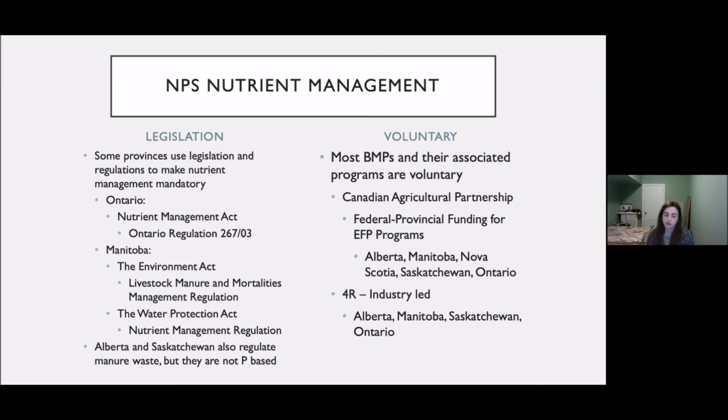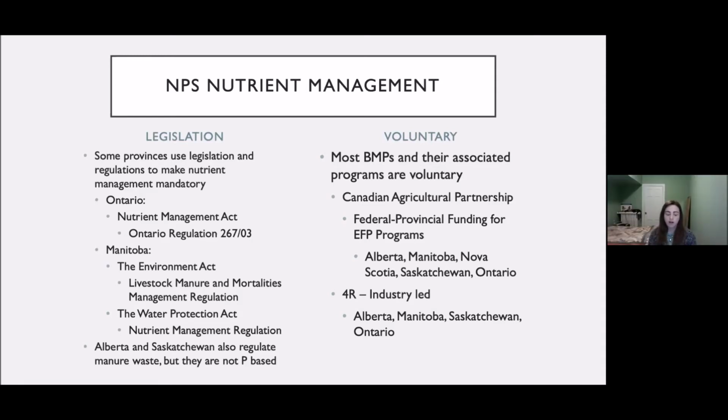So that's an industry-led fertilizer application management program for farmers. The idea is that fertilizer is applied using the 4 R's, so right time, right rate, right source, right place. If fertilizer is applied in this manner, the idea is it should reduce nutrient runoff from farms, protecting water sources from nutrient loading, but also maintaining crop yield at the same time. Alberta, Manitoba, Saskatchewan, and Ontario have signed on to this program, but Nova Scotia has not.